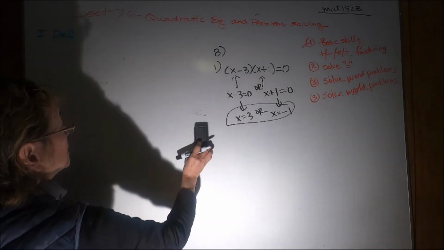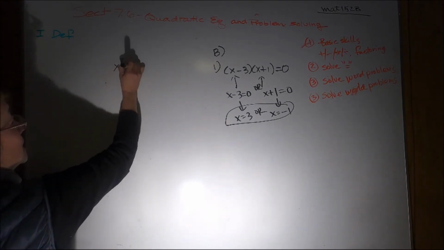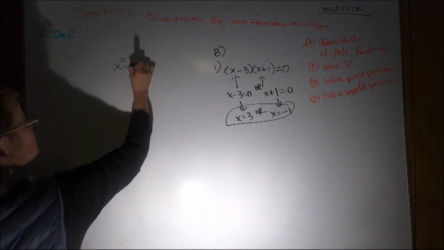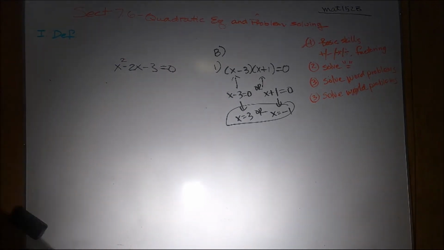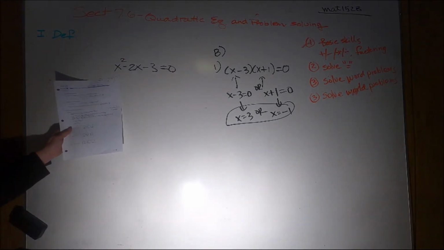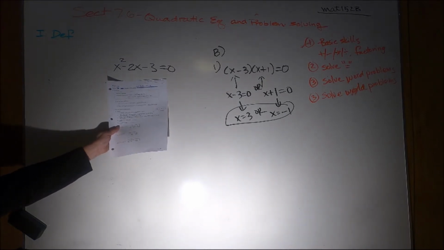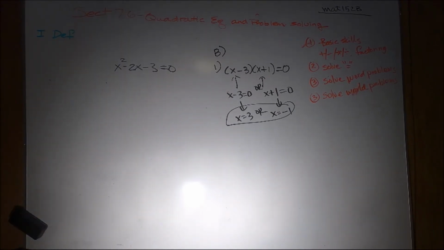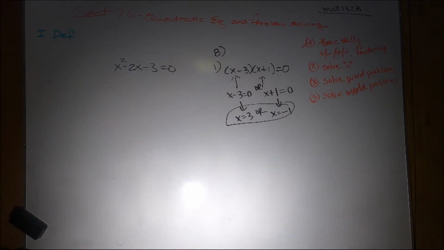If we have this one, okay, if I have x squared minus 2x minus 3 equals 0. What kind of thing do we call this? A second degree polynomial with an equal sign. That means we have a quadratic equation. However, we cannot solve it directly.